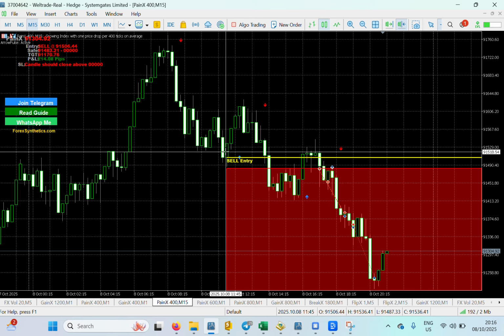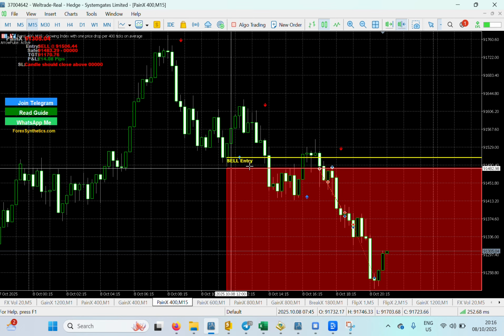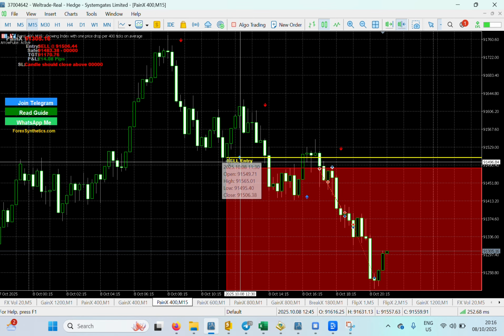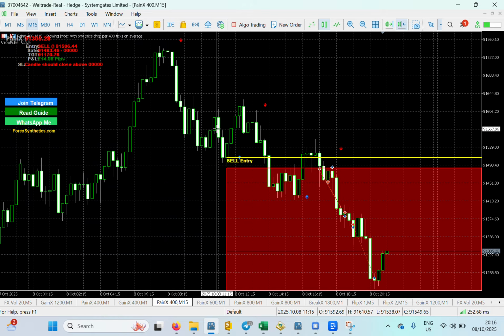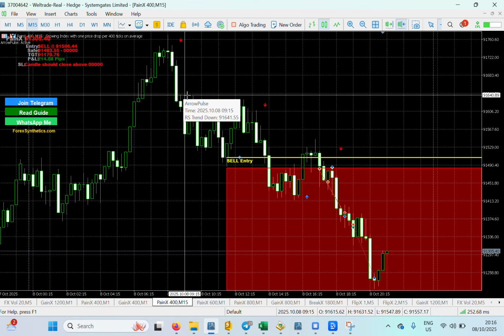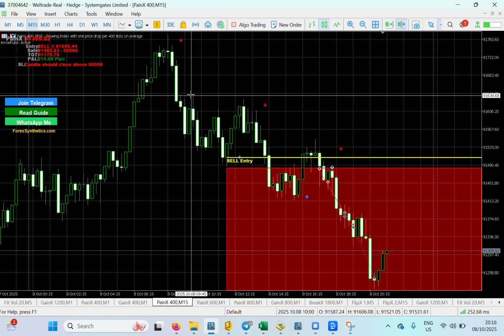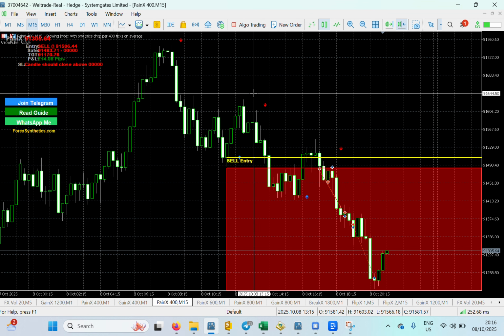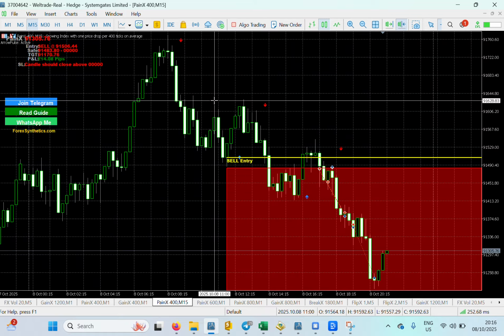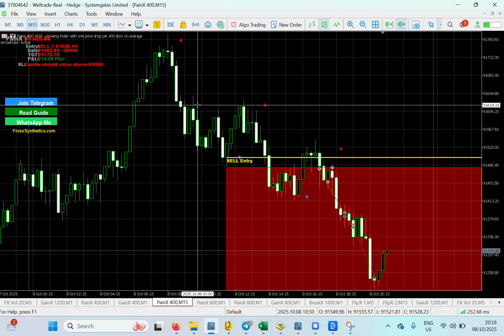That's why it's hard to convert to MT5. Okay, then now look at this. We had a very nice resistance here. The market came up here and then went down, came up here and then went up. This is a very nice resistance here. Okay, it's a very nice resistance.